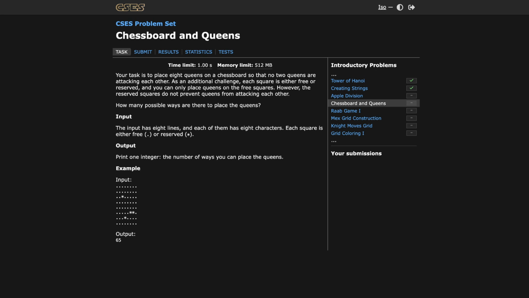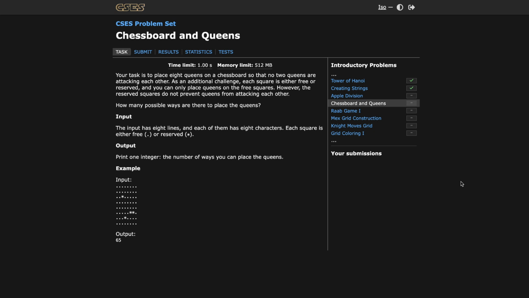So let's take a look at the problem statement, and then we will start brainstorming the solution. Our task is to place 8 queens on a chessboard so that no two queens are attacking each other. As an additional challenge, each square is either free or reserved, and you can only place queens on the free squares. However, the reserved squares do not prevent queens from attacking each other. And how many possible ways are there to place the queens?